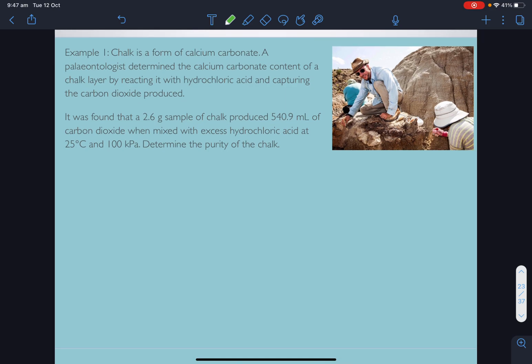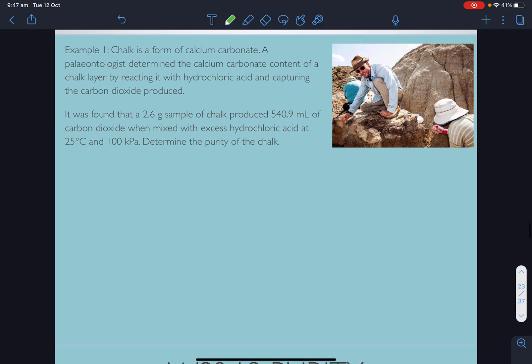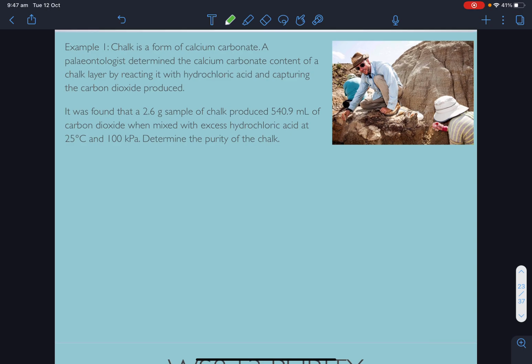Okay, example. Chalk is a form of calcium carbonate. A paleontologist determined the calcium carbonate content of a chalk layer by reacting it with hydrochloric acid and capturing the carbon dioxide produced. It was found that a certain size sample produced a certain volume of carbon dioxide gas with excess hydrochloric acid. Determine the purity. So we're using a reaction here.